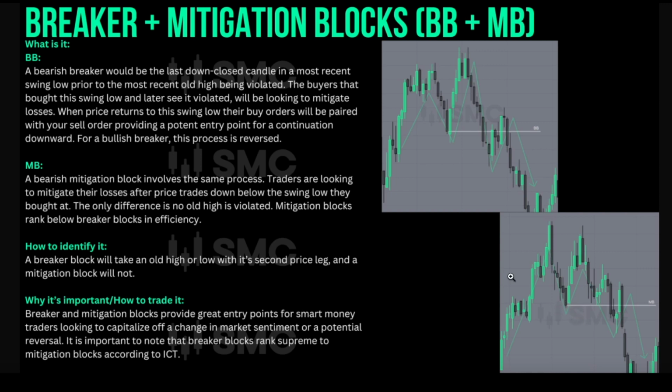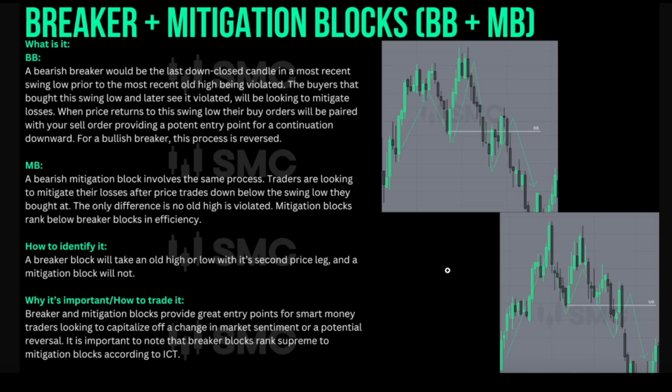So how do you identify them? Essentially, I want you to remember this pattern with the line. So it goes up, swing low, it breaks that high, goes down past the swing low, and then comes back and continues down. A breaker block will take an old high, as we've explained, with its second price leg, so this price leg here, and a mitigation block will not do that. So as you can see, up, down, does not take it, down, up, continuation.